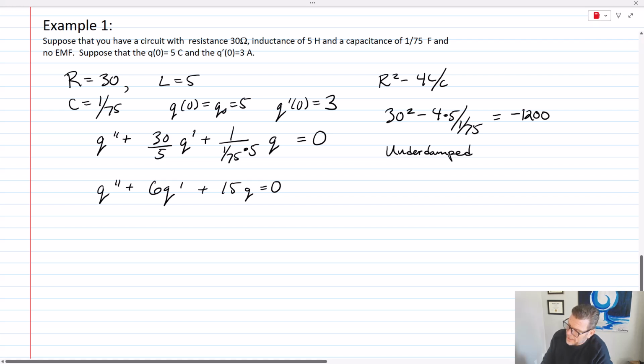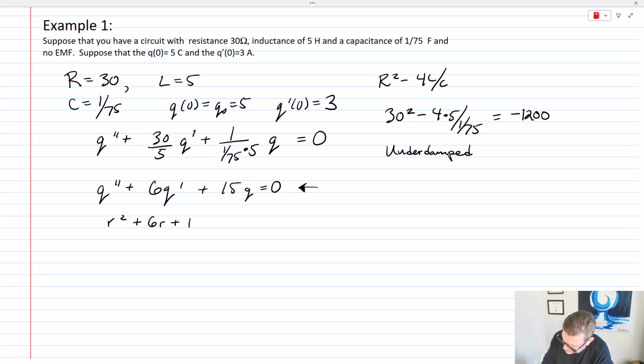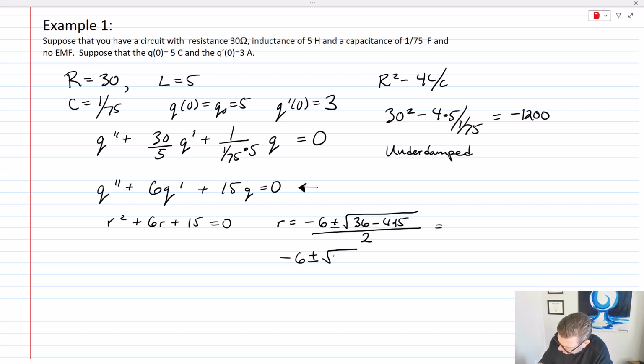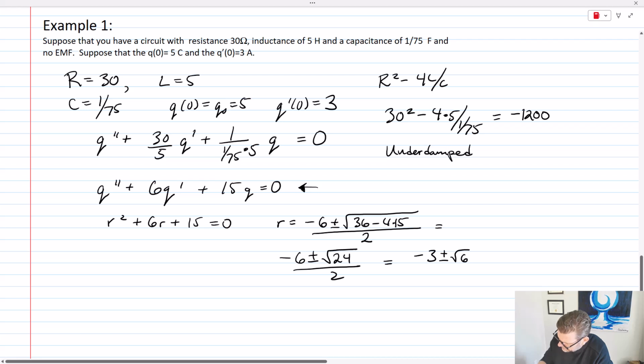Now, if I want to solve this system, I can also see that it's underdamped just by looking at the solution. So I construct my polynomial, R squared plus 6R plus 15, and set it equal to 0. And so I get R equals negative 6 plus or minus the square root of 36 minus 4 times 15, divided by 2. When I solve that, I get negative 6 plus or minus the square root of 24, all divided by 2, and that ends up giving me negative 3 plus or minus the square root of 6.